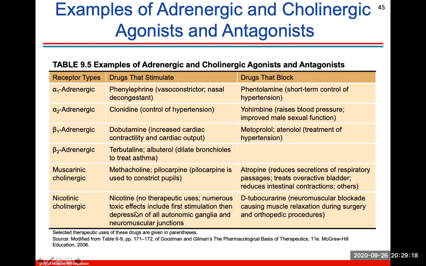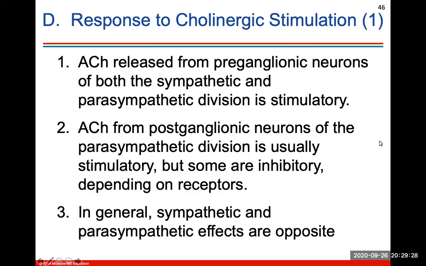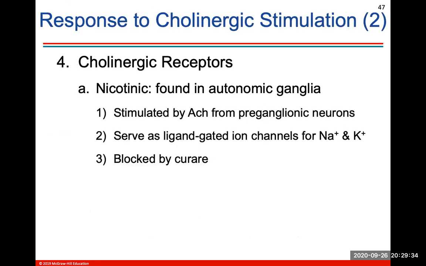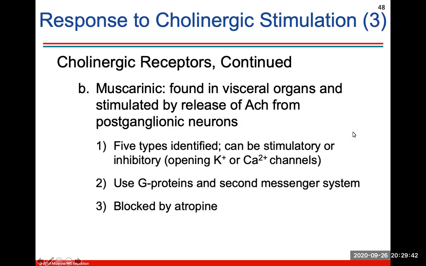Nicotine, numerous toxic effects include first stimulation, then depression of all autonomic ganglia. So that is one that's commonly found in cigarette smoke. This is response to the cholinergic stimulation, and I won't ask you too many questions about this. Nicotinic would be a receptor found in autonomic ganglia. It's blocked by a drug called curare.